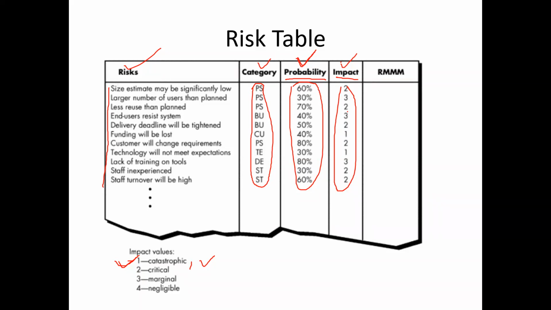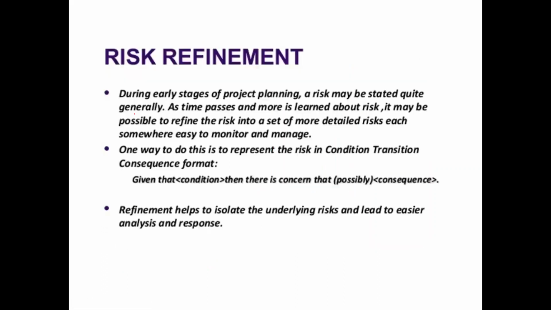Now see, what should you do next? Two tasks I have already done. First task, risk identification. Second task, risk projection. Third task, you have to make a risk table. These three tasks we have already gone through. Now, the fourth task is risk refinement. Please understand this. That is not new for today.